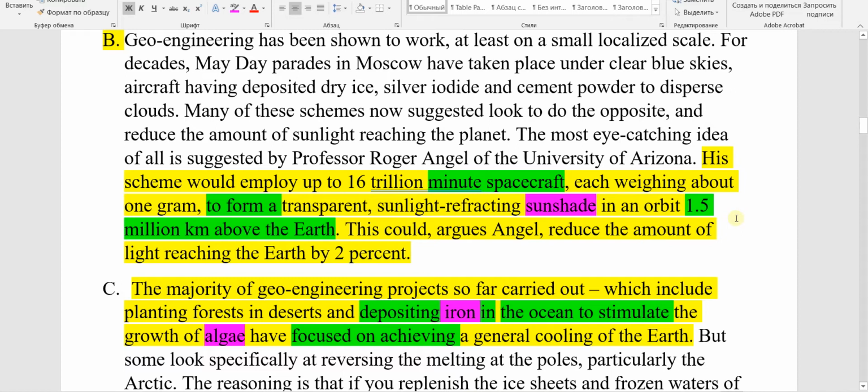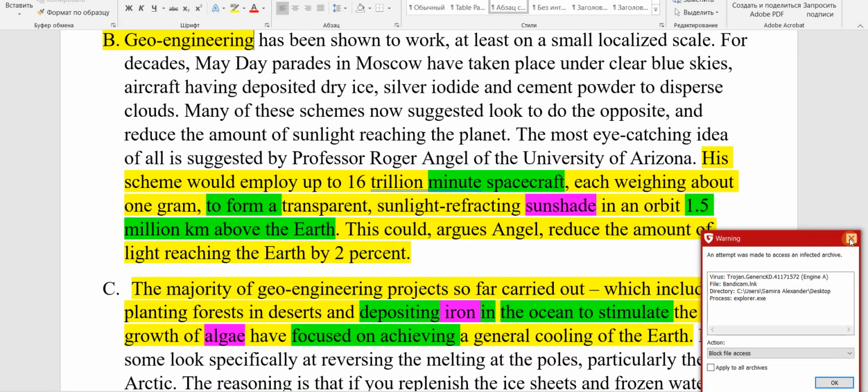At the end of this paragraph, you have already seen colored sentences. Here the author explains his scheme would employ up to 16 trillion minute spacecraft, each weighing about 1 gram, to form a transparent, sunlight-refracting sunshade in an orbit 1.5 million kilometers above the Earth. This could, argues Angel, reduce the amount of light reaching the Earth by 2%. Guys, as I told you, geoengineering is our heading.